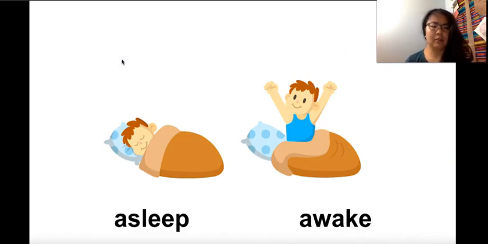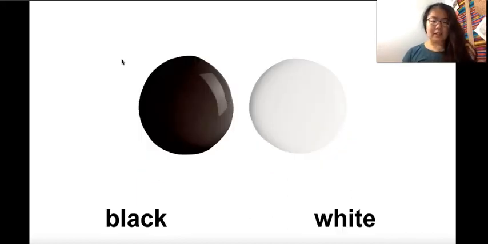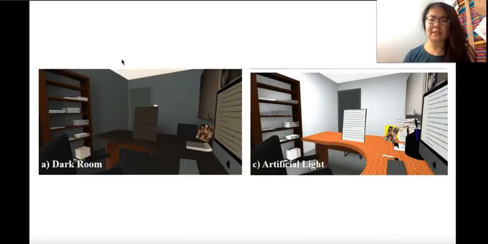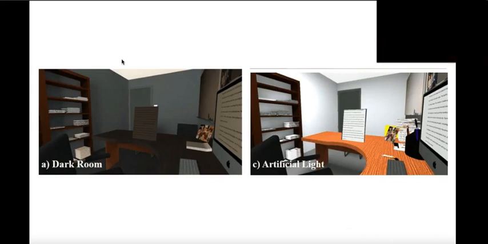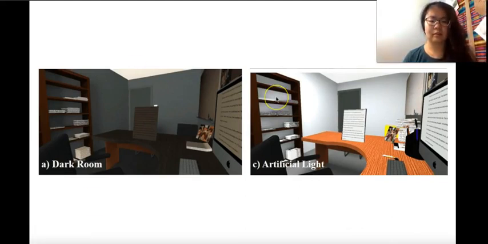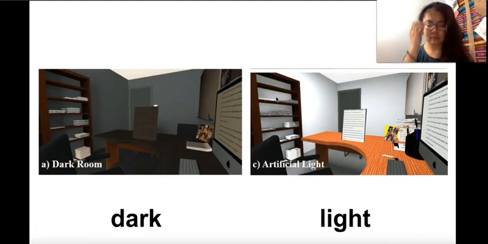Moving on, we have, right, I'm asleep. I'm awake, right? I'm awake now. I just had my coffee, so I'm awake. Moving on, these are colors. We have black and white. You could also say light and dark, right? So the room is light, but oh no, it's dark. So light and dark. Dark and light if you're reading from left to right.